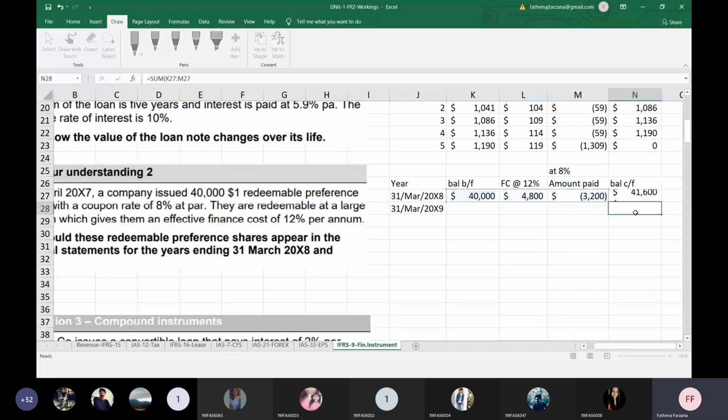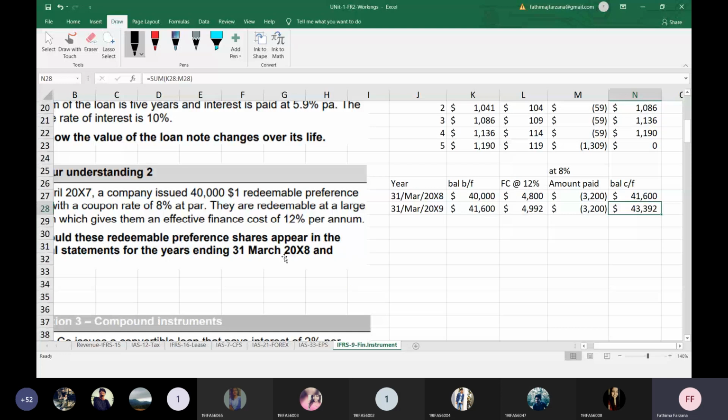Since I've inserted the minus symbol, I'll just do some equation here. The last year's closing will be this year's opening, so I'll map this cell as usual, like the previous problem. So now the interest will be 41,600 into 12%. But how much are you paying? You are paying 3,200 only, that is based on the initial amount. So here it will be 43,392. That's it. Because they didn't tell when you're going to redeem it. For 2 years they asked how it will appear, 2 years I prepared it. So for the 2 years, this is what I have to show.